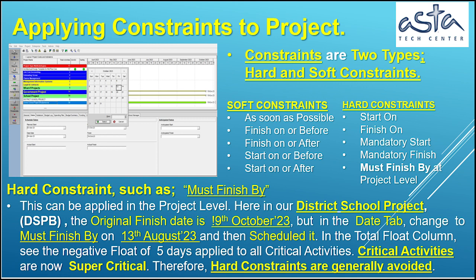In the total float column, a negative float of 5 days is applied to all critical activities. Critical activities are now supercritical. Therefore, hard constraints are generally avoided.